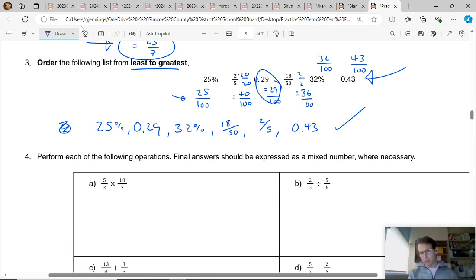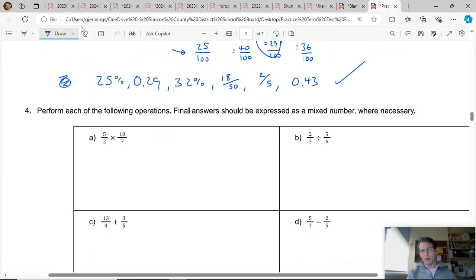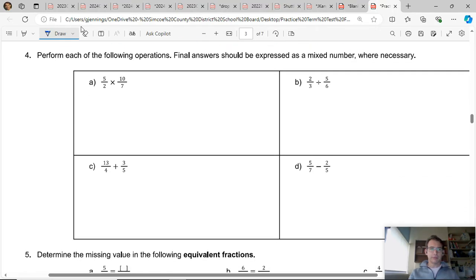And that would be my strategy, to just imagine what they all are over 100. The other way is just to convert all of them to decimals and rank them. Now we've been asked to perform each of the following operations: one of multiplication, division, addition, and subtraction. Show me you can do it.